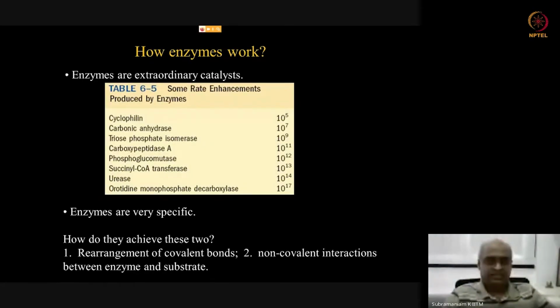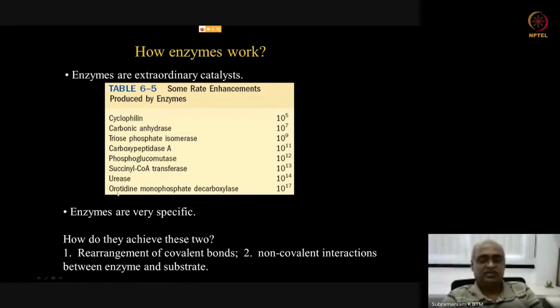So enzymes are extraordinary catalysts. It's not like a little help. Like you put a spoon into a tumbler having sugar in your tea and mix it. Without that spoon, if you just shake with the hand, it will also get dissolved, and that help by the spoon is not that great. It is some catalyst, but not a great catalyst. But enzymes are not like that. They accelerate the rate of the reaction by several orders of magnitude, as listed in this table.